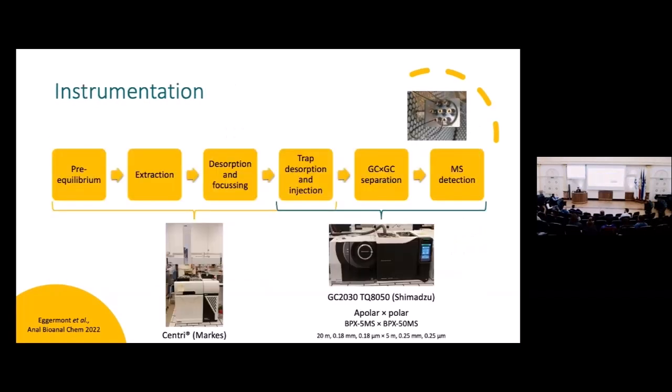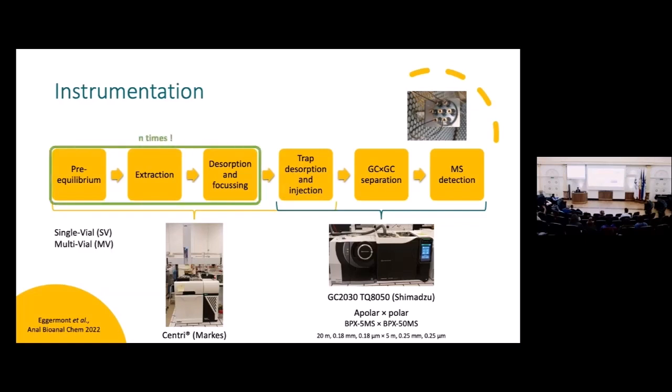So now I will talk a bit about the multicumulative trapping extraction that Steven has already introduced earlier. We just repeat the sample preparation several times, but we trap everything together on the trap. So we use two different approaches. We use single vial and multi-vial.